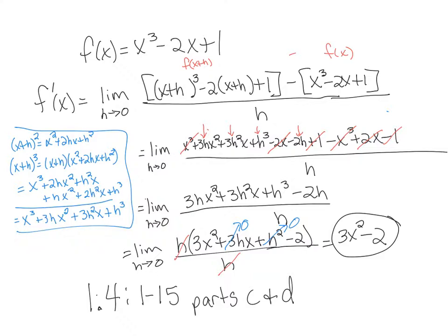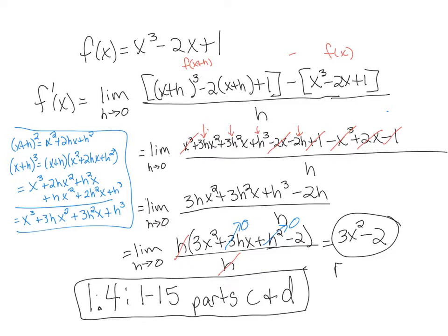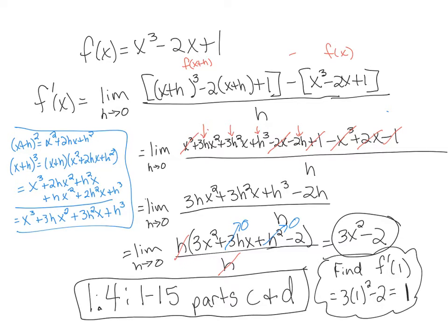And part D is you're going to plug a couple of numbers in there for the x's, like if I said for this problem, find f prime of 1. Then you would have 3, 1 squared minus 2. 3 minus 2 is 1. So that would be an example of your homework.